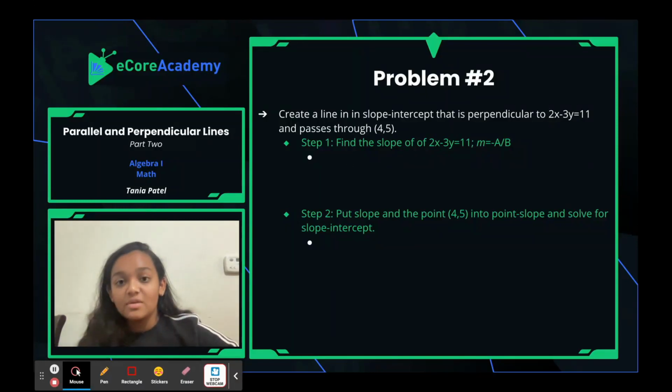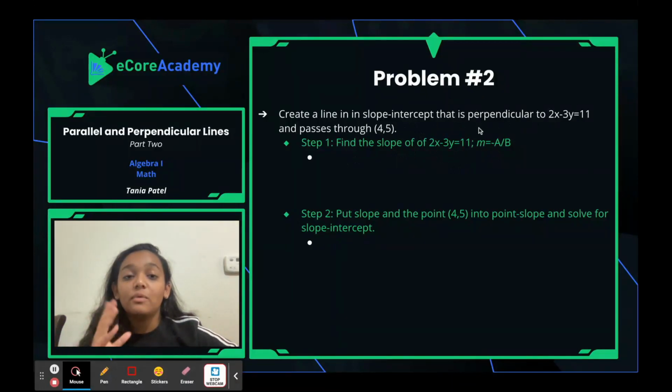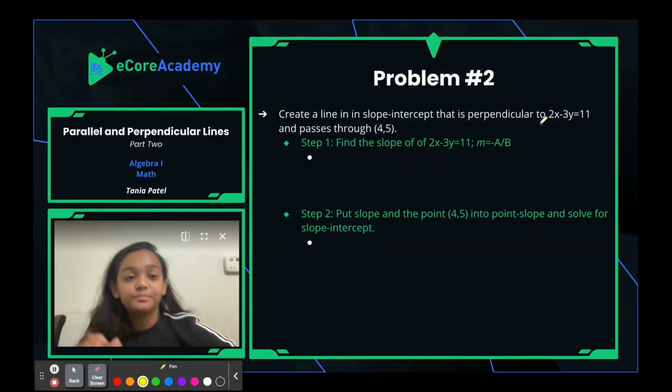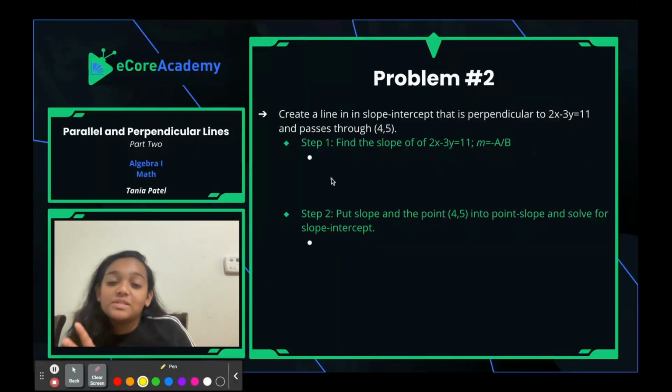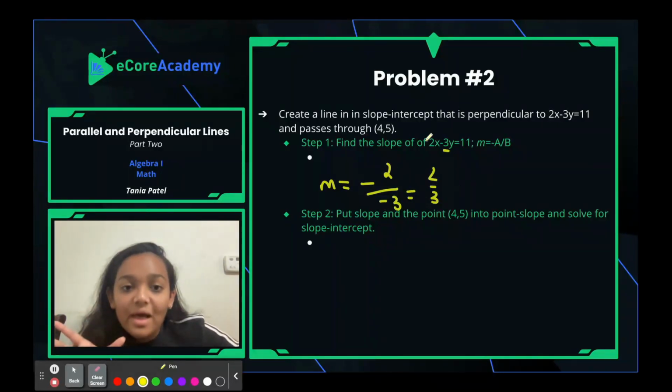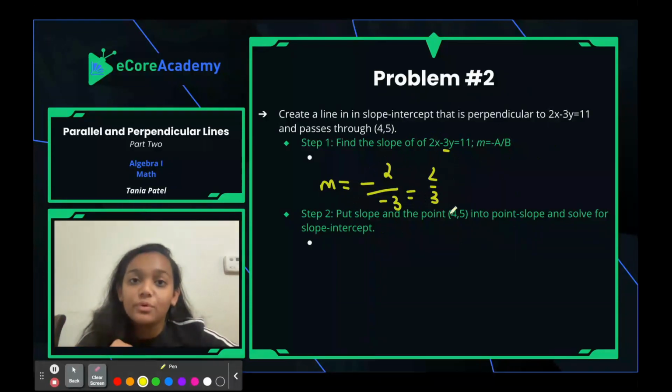So step 1 is to find the m value, the slope of the given equation, just so that we know what we're working with. Remember, to find the slope of a standard form equation, just take negative a, which in this case is 2, over b, which in this case is negative 3. Remember, the negative is attached to that. And therefore, the m value of this equation is going to be 2/3.